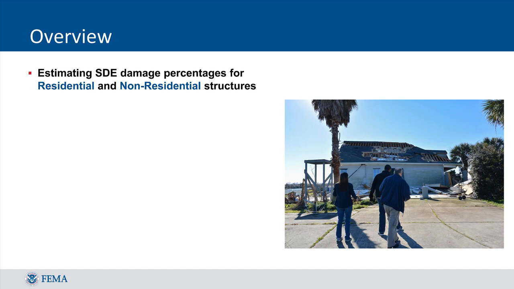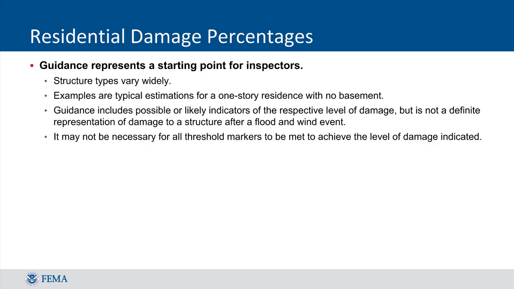There are many similarities in carrying out these two types of assessments, but there are some important differences we will point out as well. This guidance should be used as a starting point for inspectors, but it will not provide all the answers for every structure you are evaluating. There are a wide range of different structures across communities in the United States, and this guidance uses a one-story residential structure with no basement as a baseline. This is an excellent jumping-off point, but there will certainly be many variations from what we show and discuss in this module to what you will see in the field.